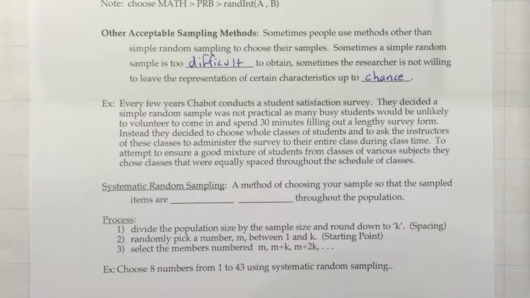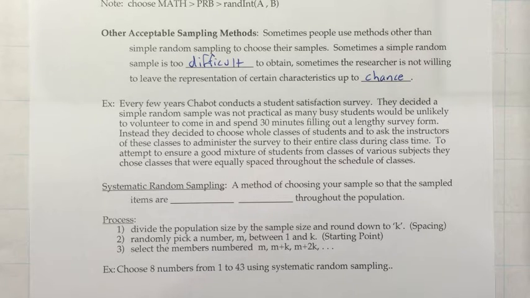And then there are other moments where we don't want to leave the representation of a characteristic up to chance. Our goal is a representative sample, so if we don't leave it up to chance, then we should be doing something that gives us a better than random chance at a representative sample, and we'll see those examples as well.